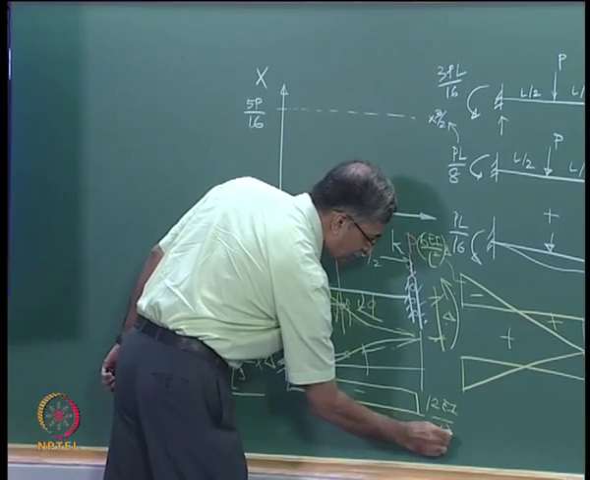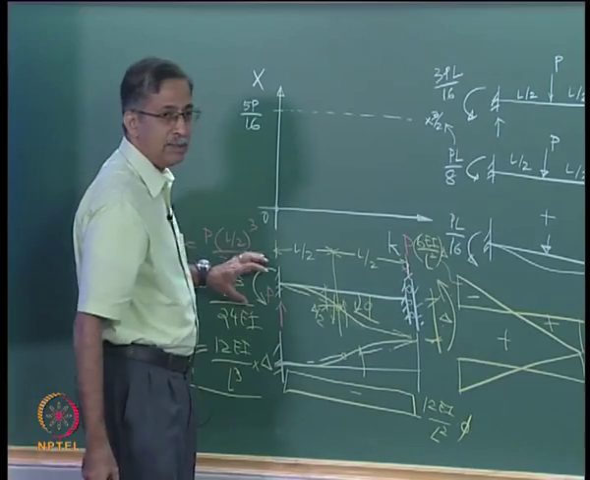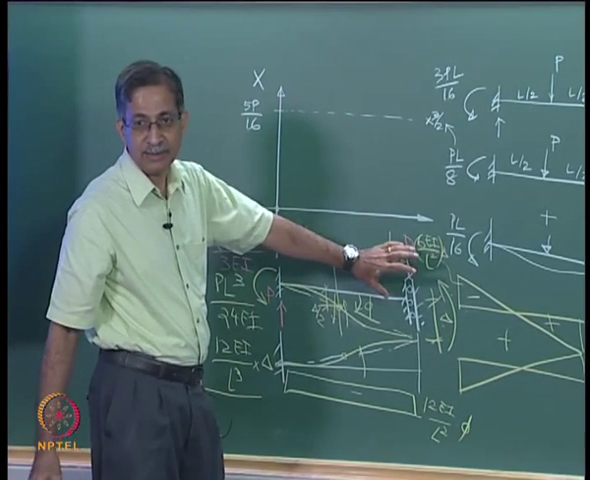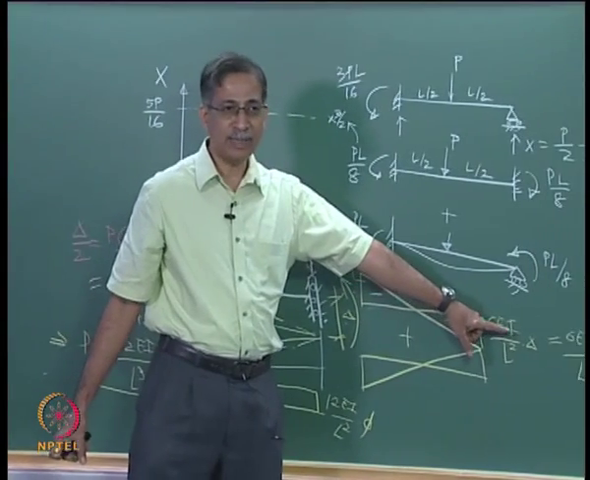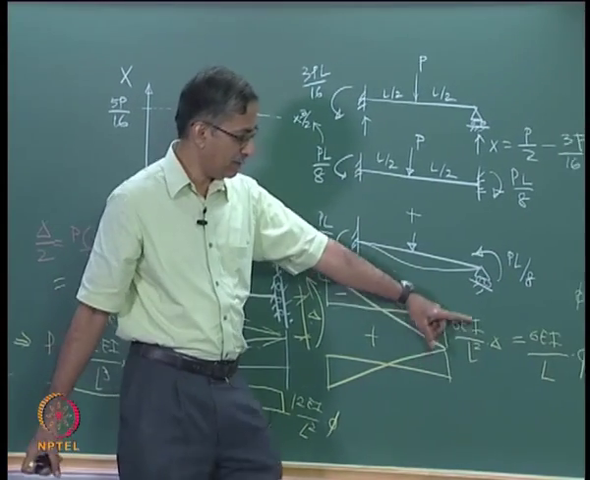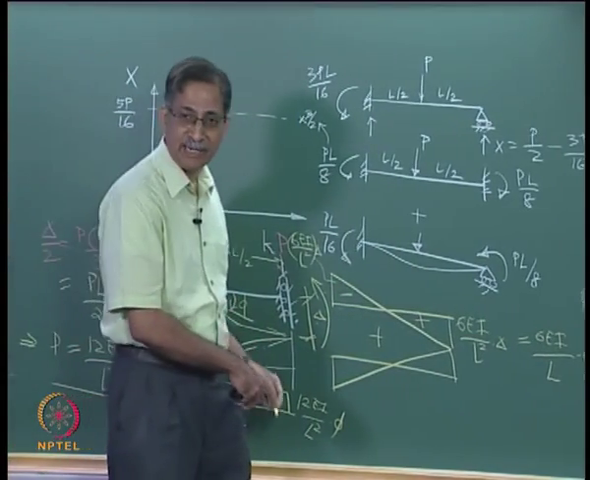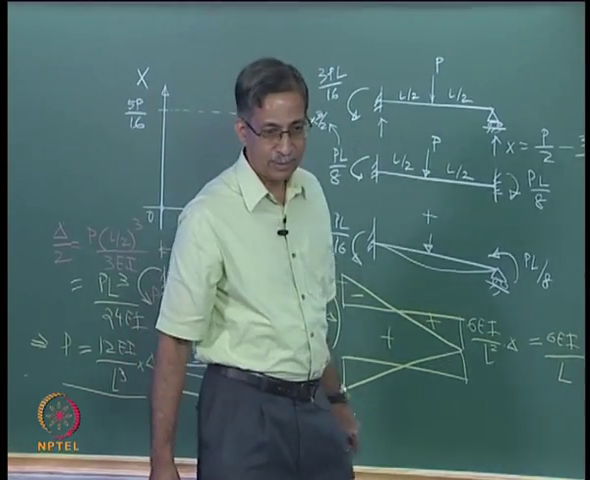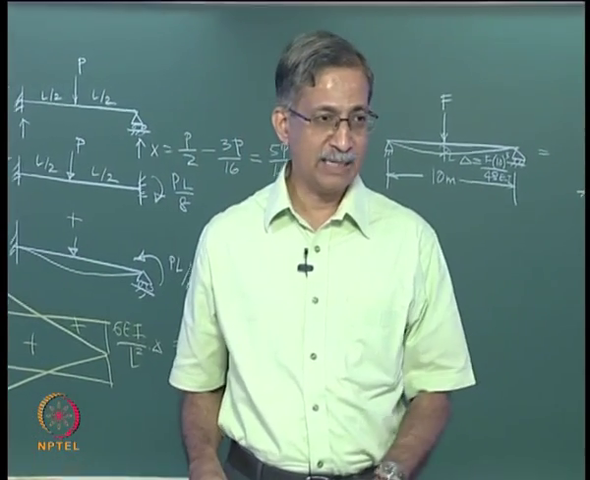12EI by L squared into phi, and I get equal moments on both sides in the same direction, in this case anti-clockwise, of 6EI by L into phi. Is it clear? Now even if you forget these, you can derive these, they are not very difficult. So I hope you understand when you come back to this how we got an expression for delta naught.